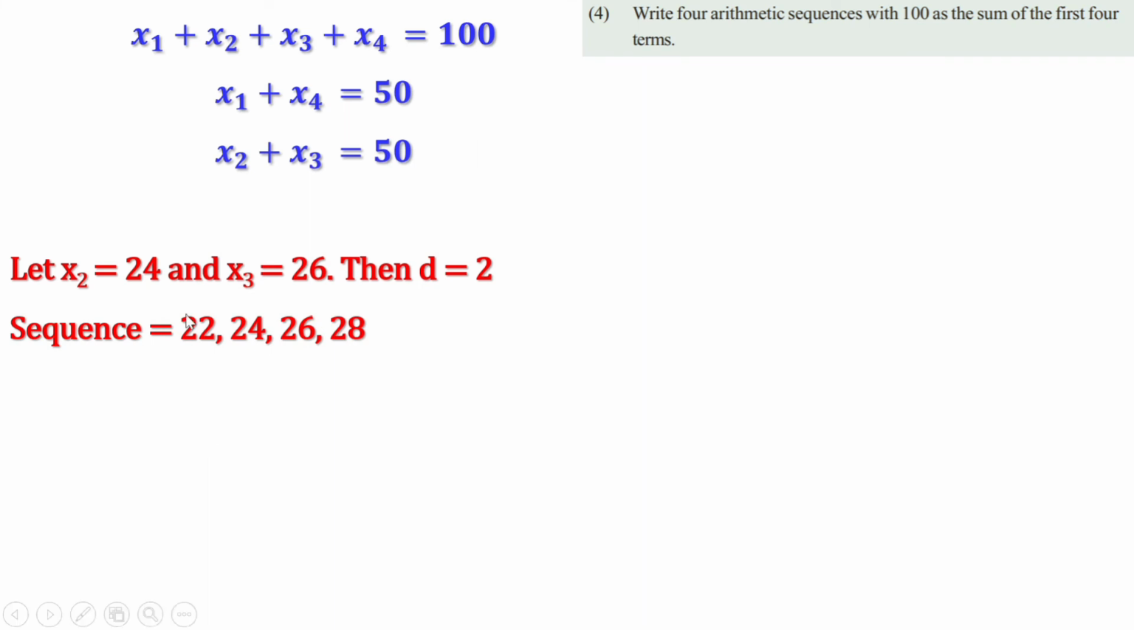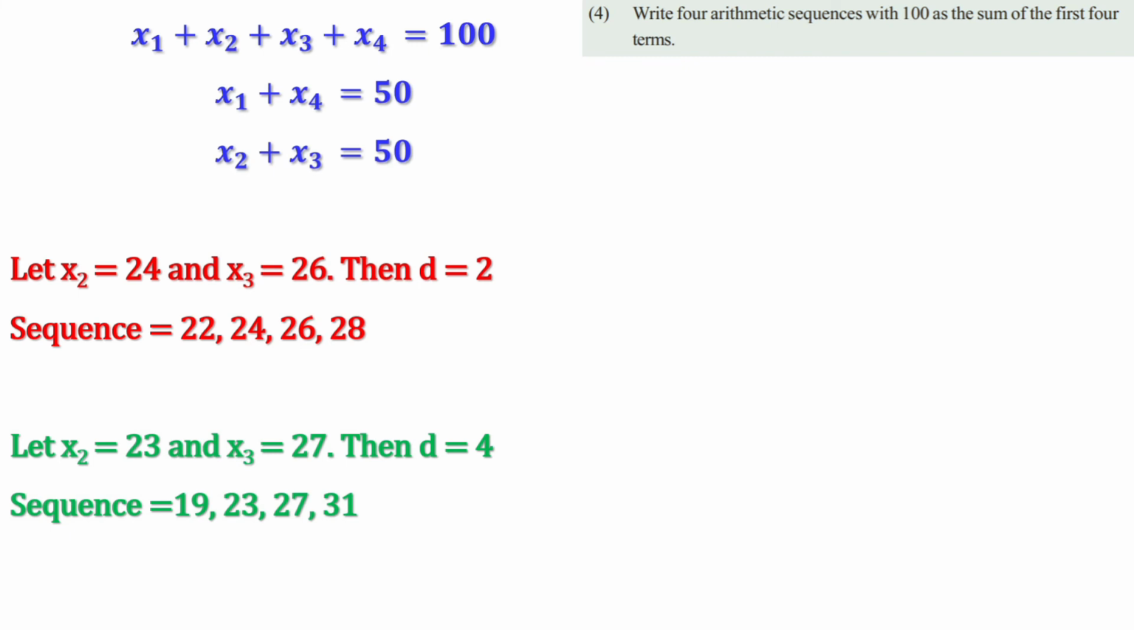Now let us take another combination. We know 23 plus 27 is also 50. Then the common difference is 4. So the first term is 19, then the second term is 23, the third term is 27, and the last term is 31.